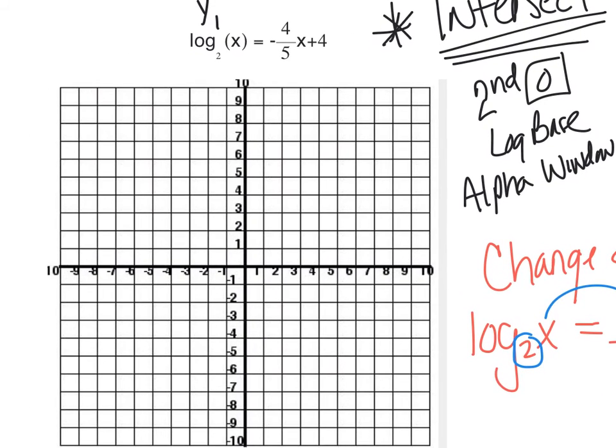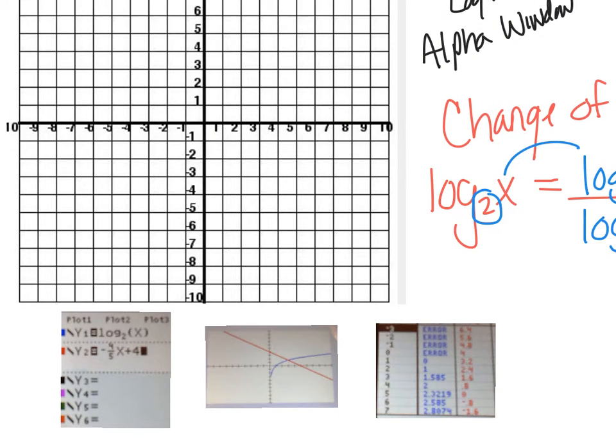All right, so again, let's pause it. Let's get this graphed in y1 and y2. So you can see how I've typed it in. I have the updated calculator, so I'm using that log base. I've graphed my two functions on zoom 6, and you'll notice I have my table of values.